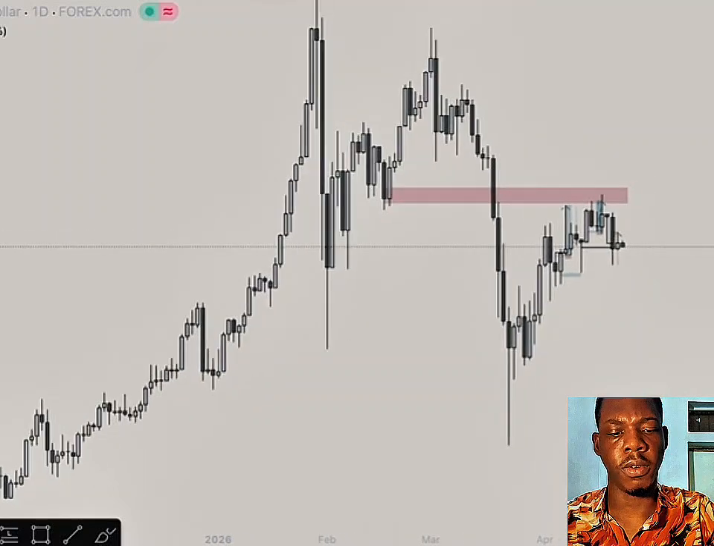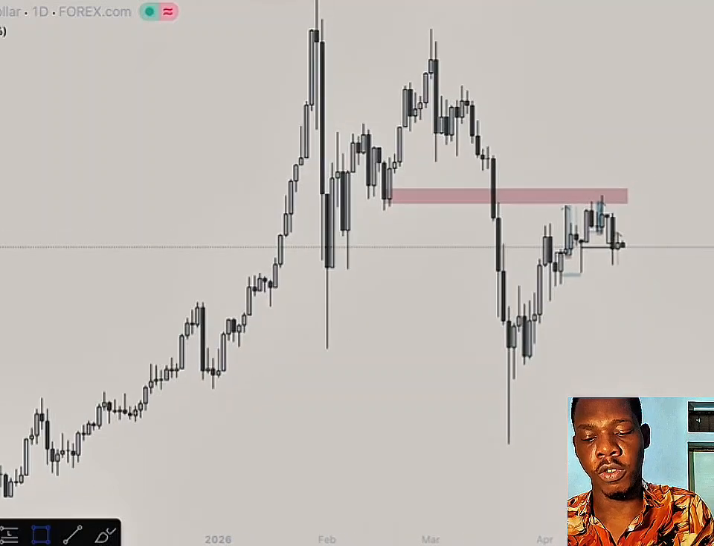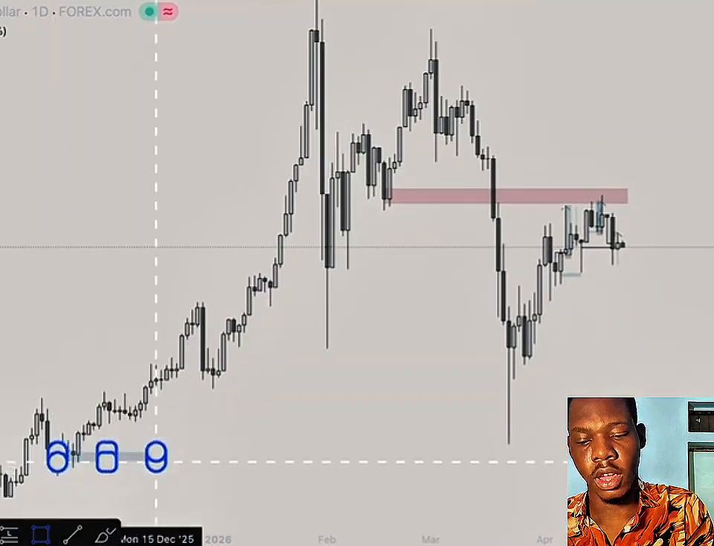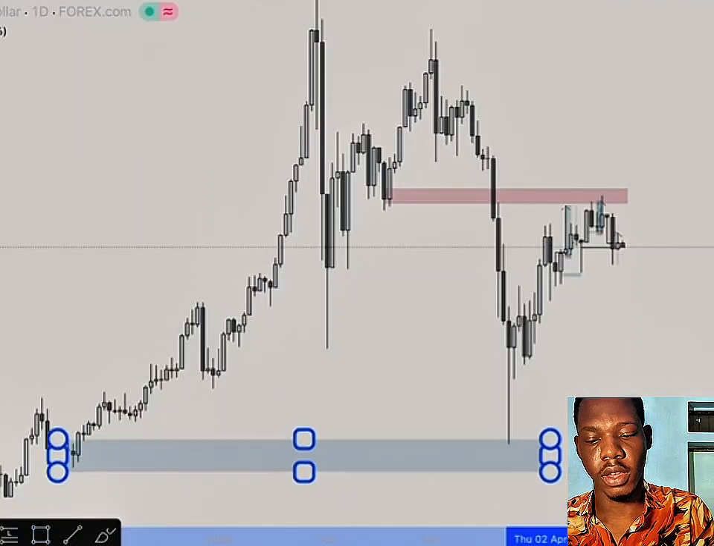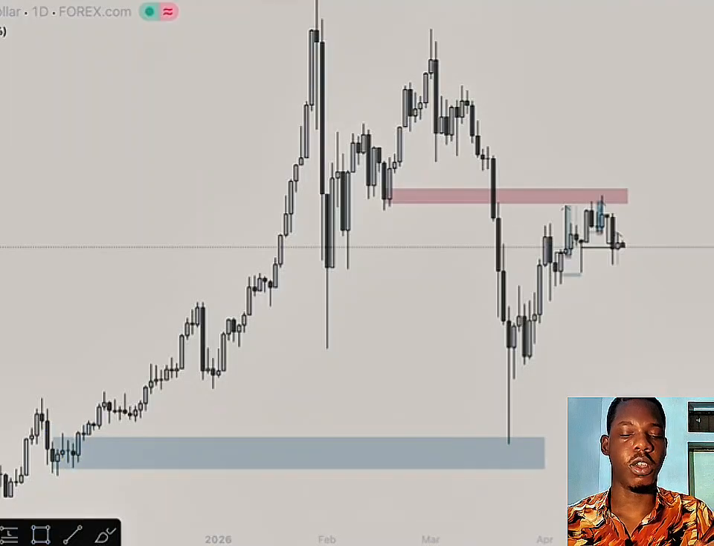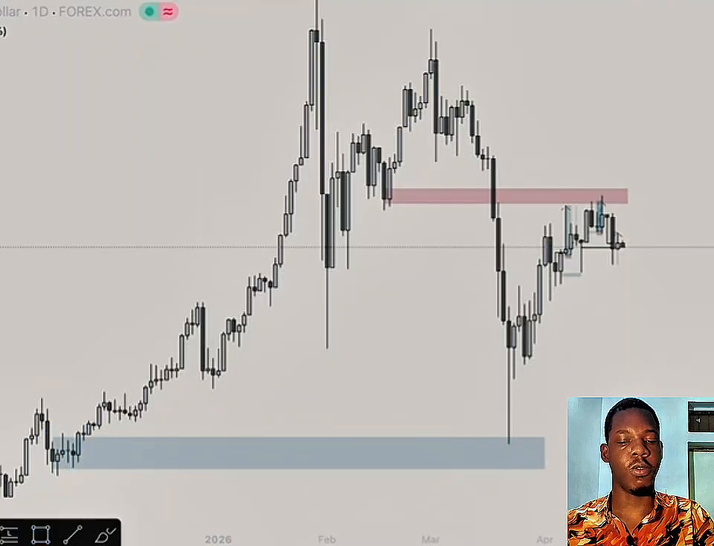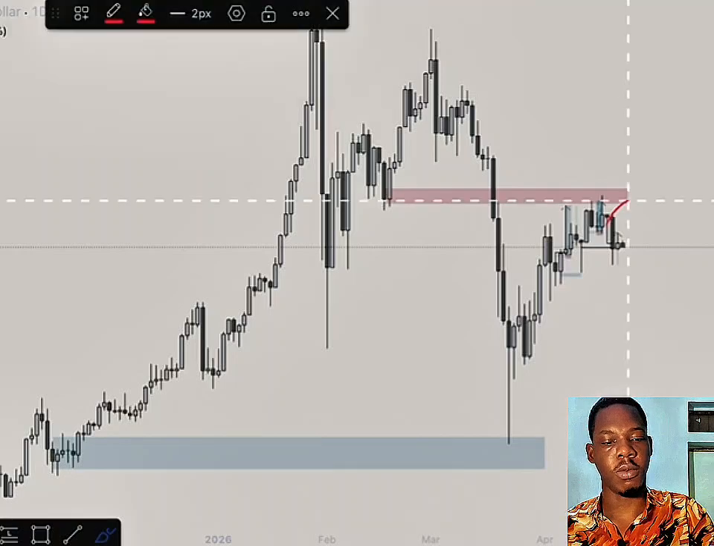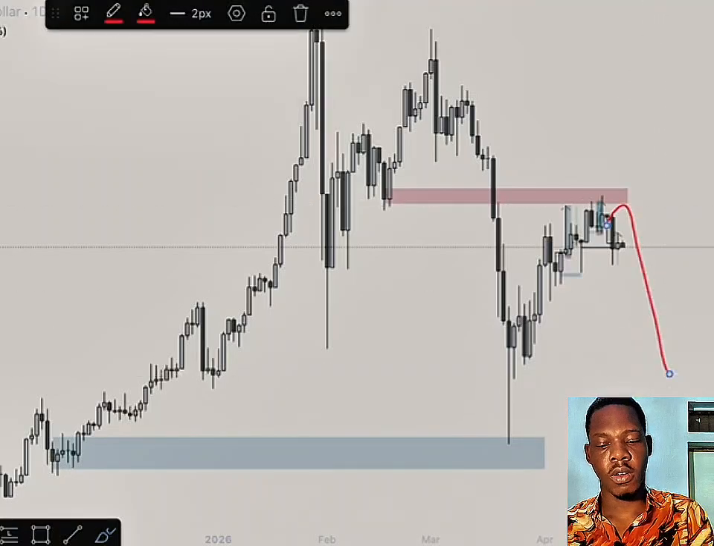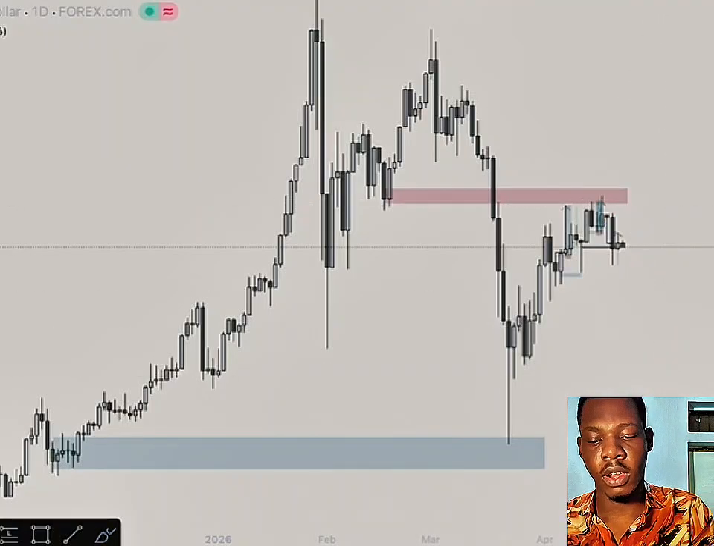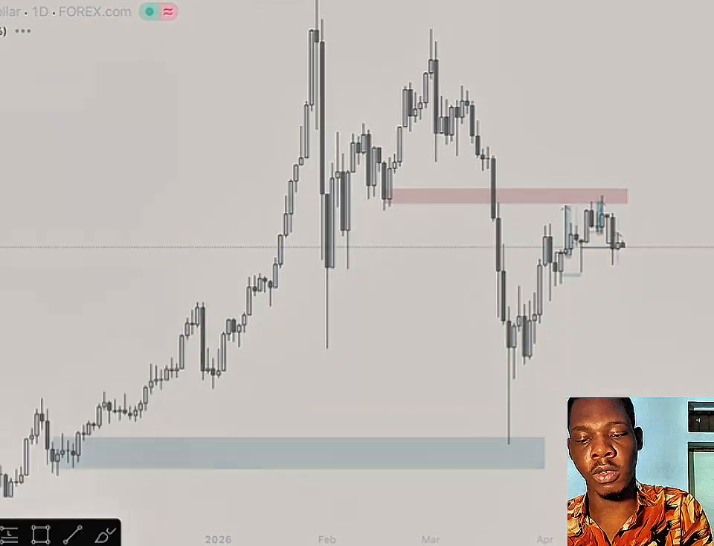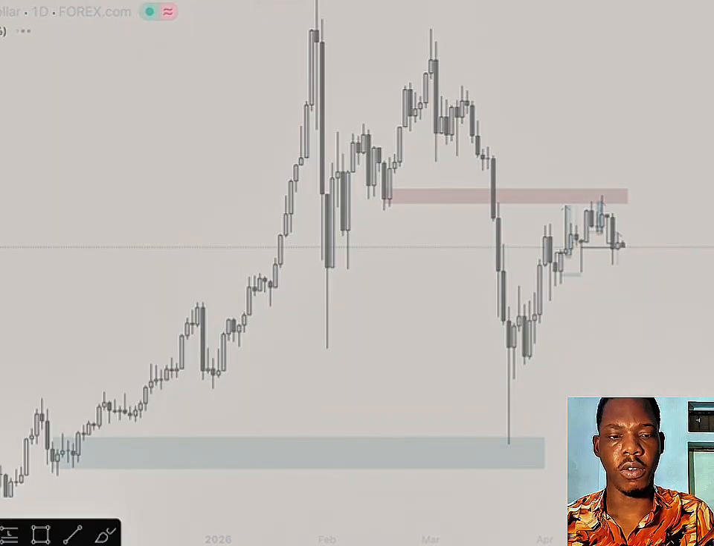So first thing first, you have to know that gold was reacting up from this area right here. So expecting that price should pull into this level before you see a retracement from here to sell. So now let's wait here to look out for possible reversals.